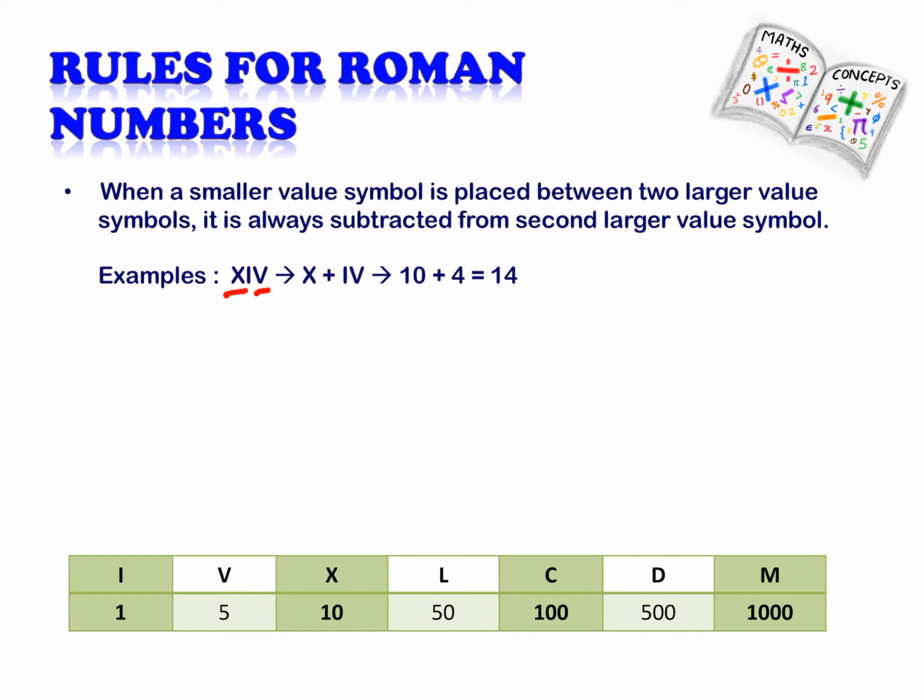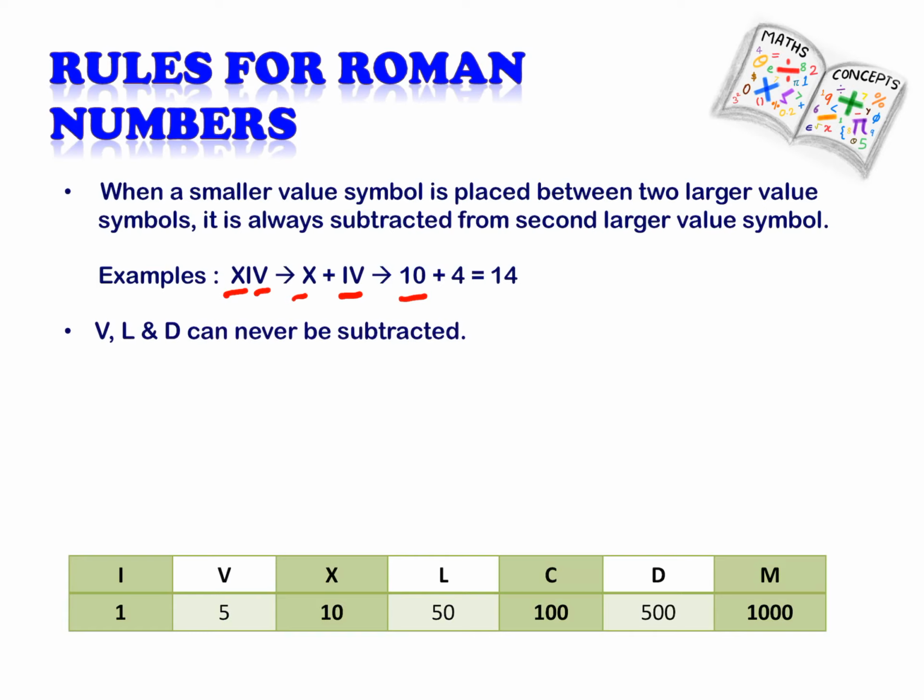Okay, so in this case we separate X and IV, and then we write it as 10 and 4. IV is 4. Of course, we subtract I from V. When we write IV, we subtract I from V, and it gives us 4. So the value of this XIV is 14.